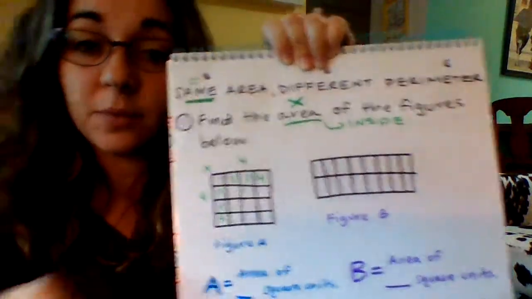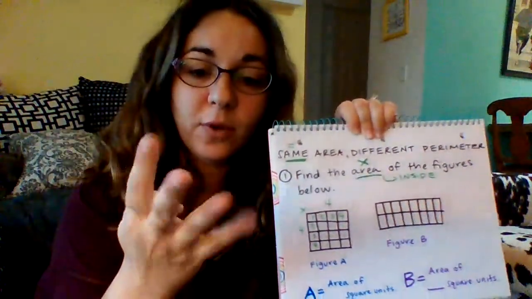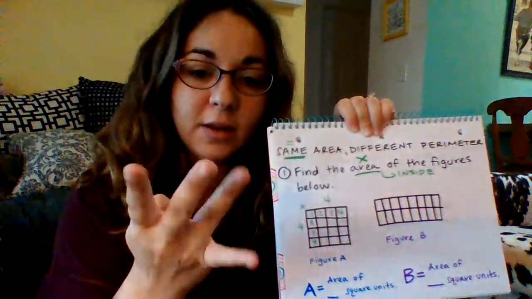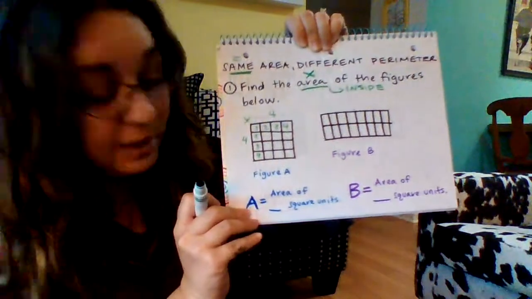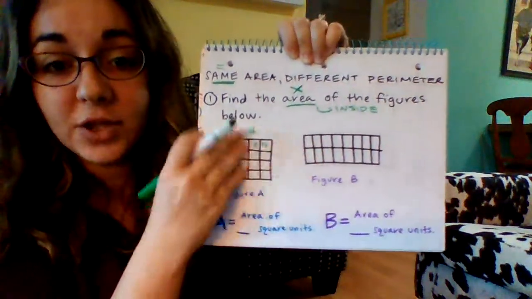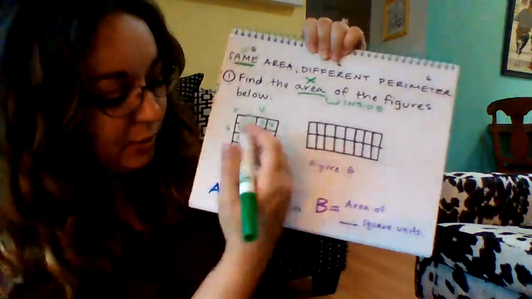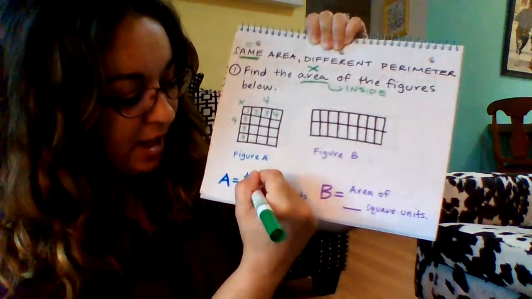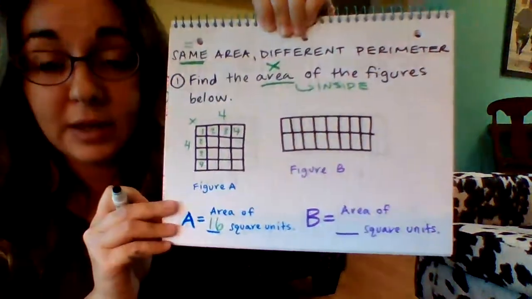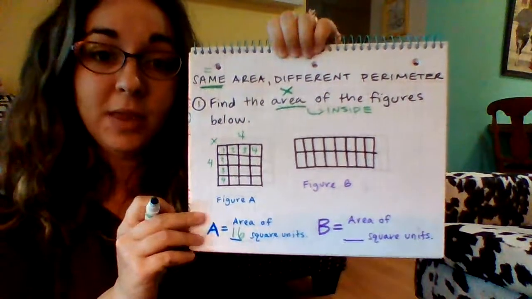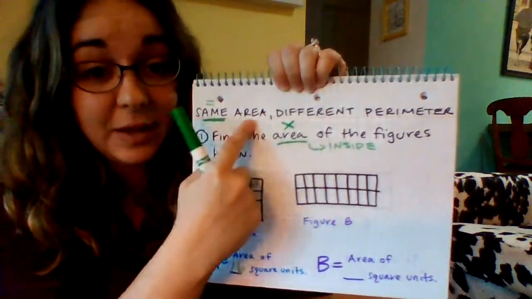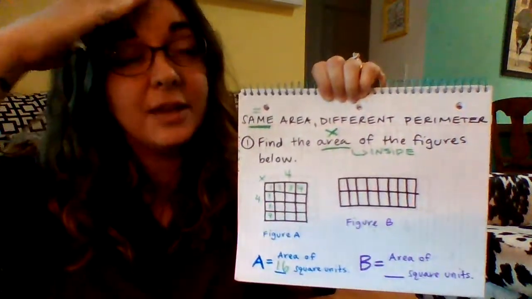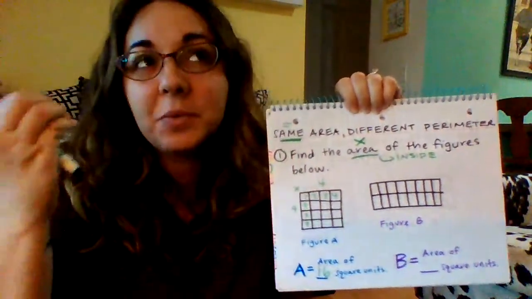What's 4 times 4? 1, 2, 3, 4, 5, 6, 7, 8, 9, 10, 11, 12, 13, 14, 15, 16, right? 4 times 4 is 16. So I know that the area of this shape is 16 square units. So figure A has an area of 16 square units, okay? Now, I don't know if you can guess what the area of figure B is going to be. If you think about the title of this lesson, I wonder what it will be, right?